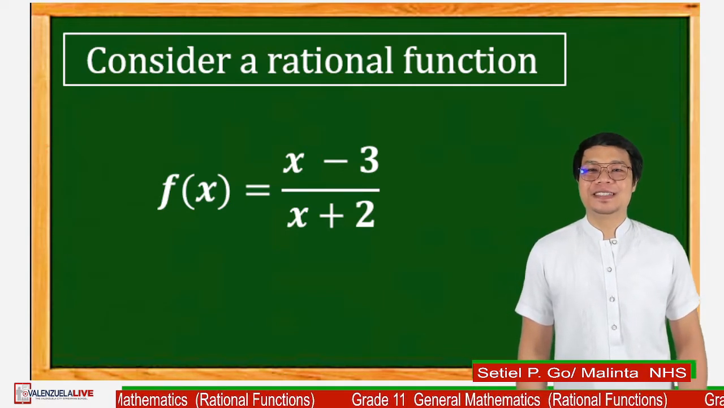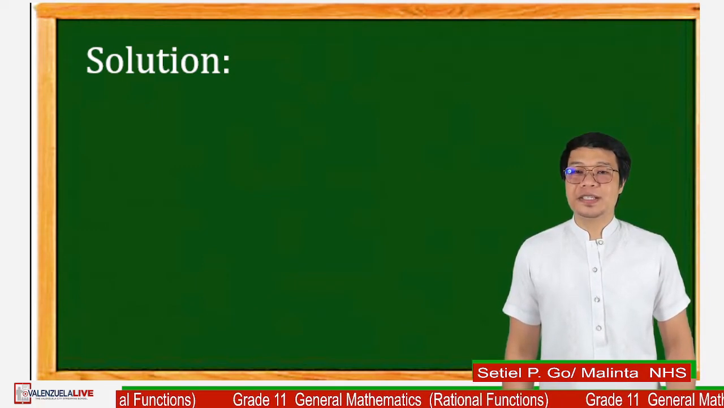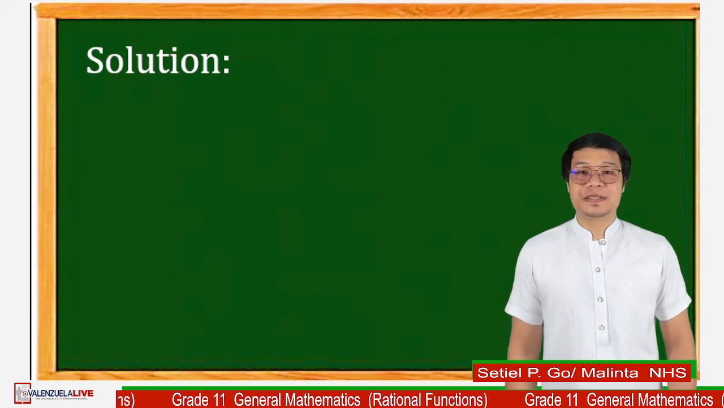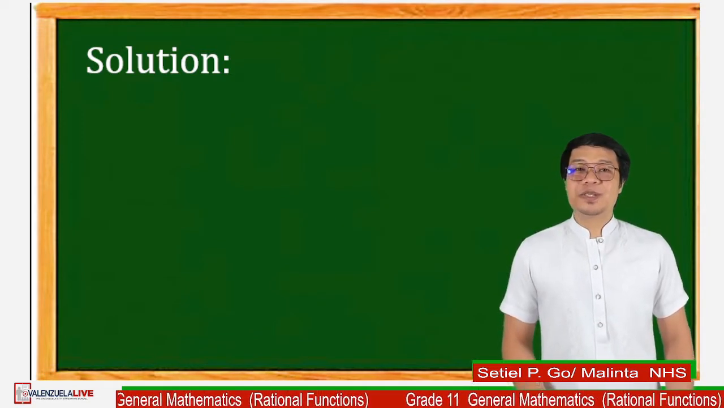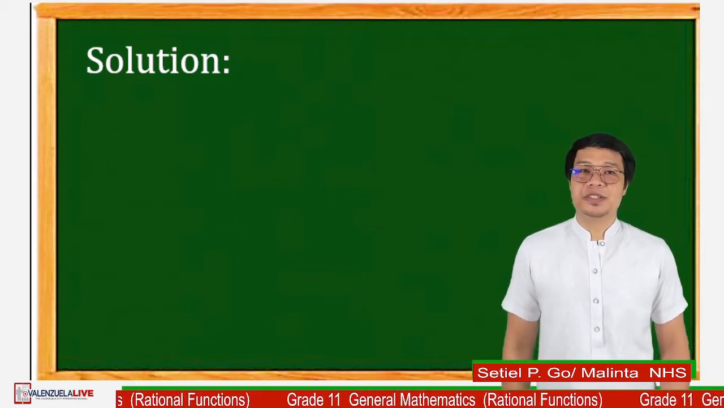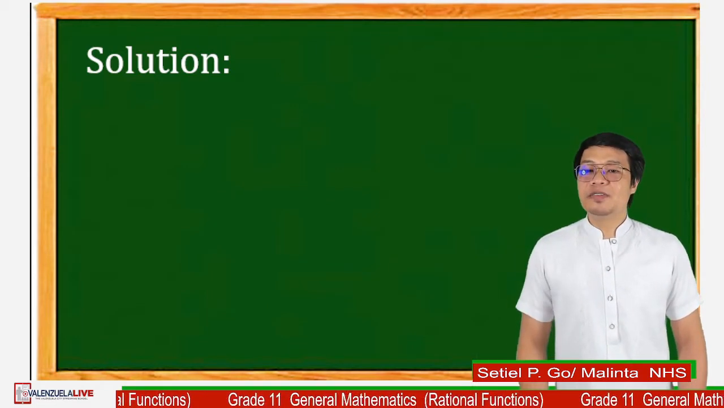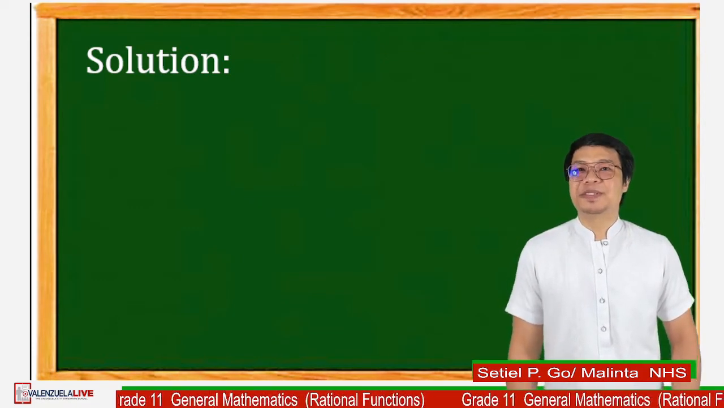Let's have the solution. In order for us to solve this range, we'll have the following steps. Number 1, replace f of x by y. Number 2, switch the roles of x and y, or interchange the positions of x and y. Then solve for y in terms of x. So let's use those steps.